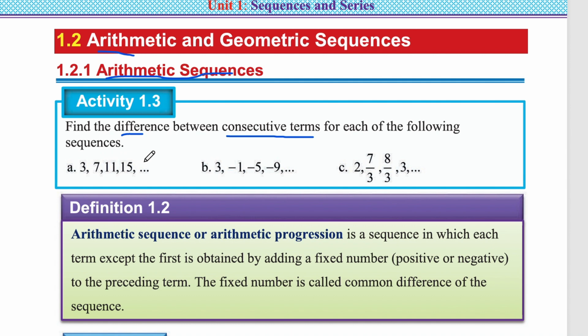So what's the difference between 7 and 3? 7 minus 3, 4. 11 minus 7, 4. 15 minus 11, 4. So the difference is 4.